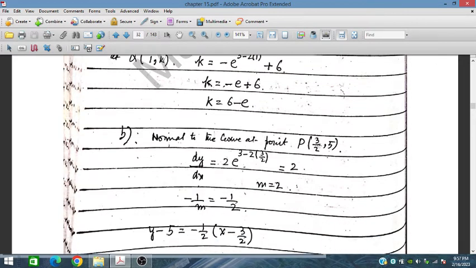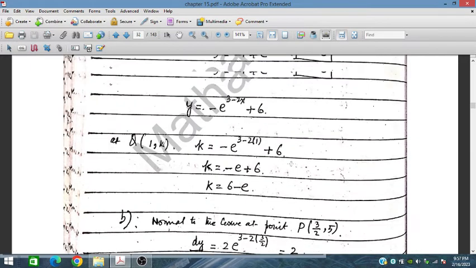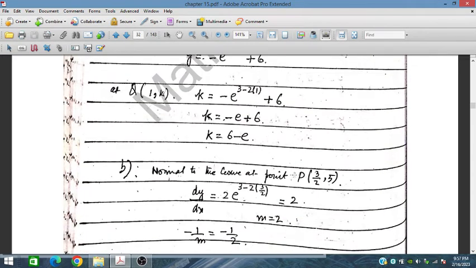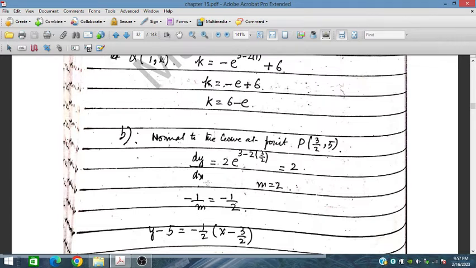Now the normal to the curve at point P. The normal to the curve is obtained as minus 1 over m, because m is the gradient of the tangent. Here dy/dx is equal to 2, so this is m. So minus 1 over m is the gradient of the normal to the curve.